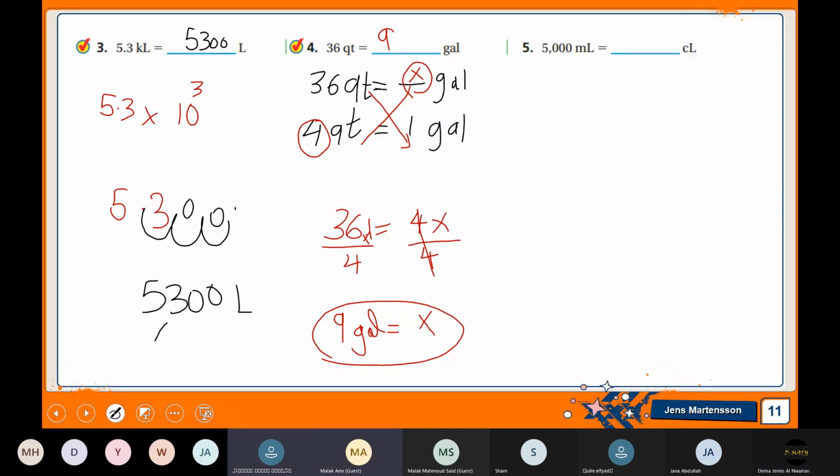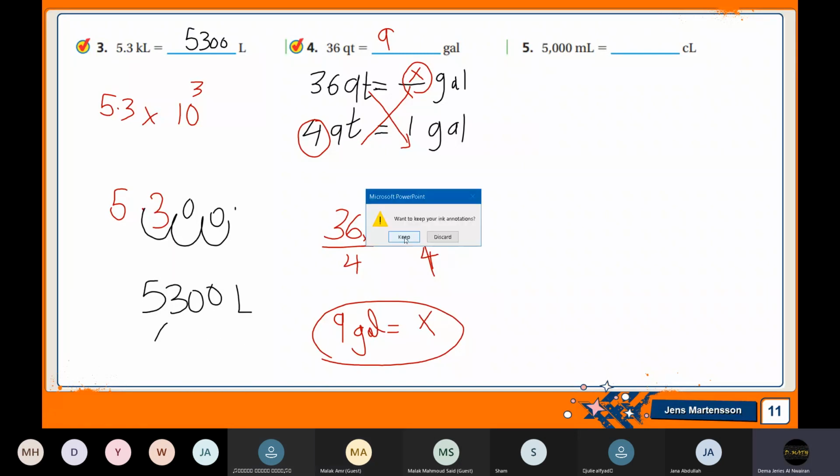Teacher, is number 3 353.00 or is it 5,300? 5,300. Okay. The decimal point has to be there.